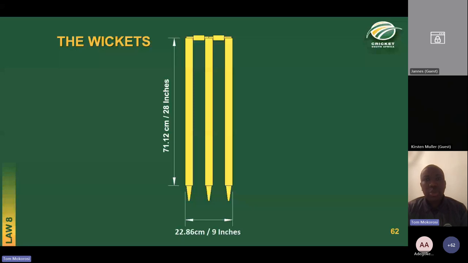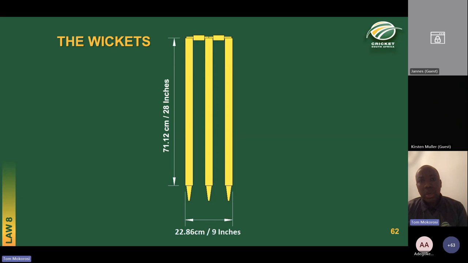Another way to make sure that your stumps are pitched correctly and that they're not too wide of each other or not too narrow, the bails should sit comfortably in the grooves of the stumps, as you see in this diagram. And also, you can take a cricket ball and make sure that it does not fit through the gap between the middle stump and either of the other two stumps. So a cricket ball should not go between any two stumps. If it does go through, then you know that the stumps have not been pitched correctly.